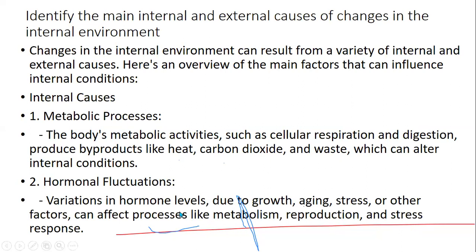Then we could also see hormonal fluctuations. Maybe as someone is growing or aging, or someone is going through stress, then the processes of metabolism may be altered somewhat. Like when someone is stressed, there are certain ways the body responds. Some people, when they are stressed, put on weight. Others lose weight. Okay? The way in which their body reacts, and sometimes because of that, they are easily prone to disease. That's why we need to manage stress.